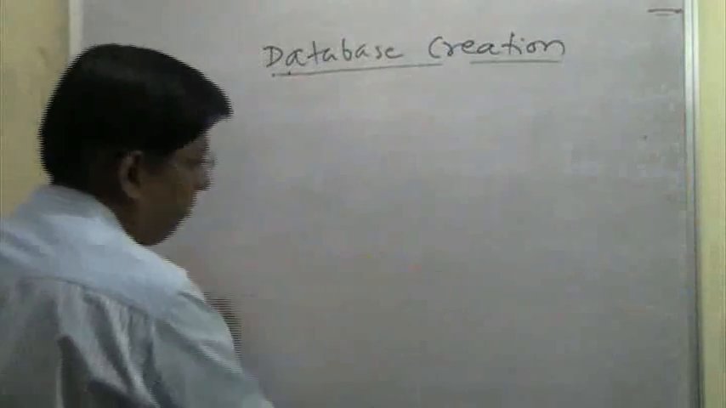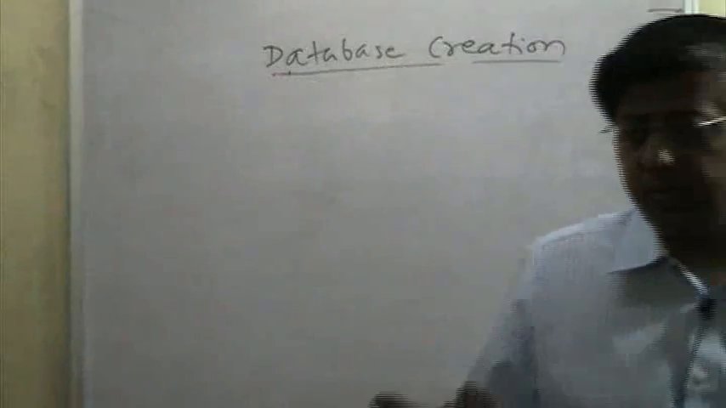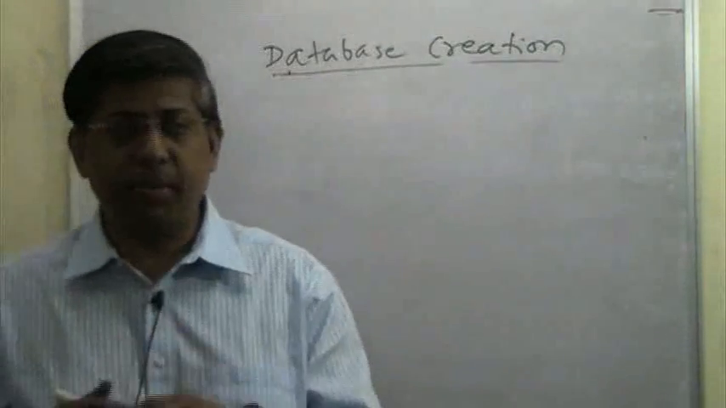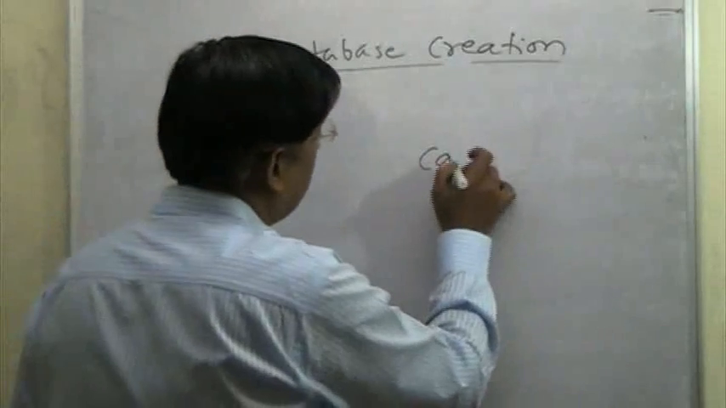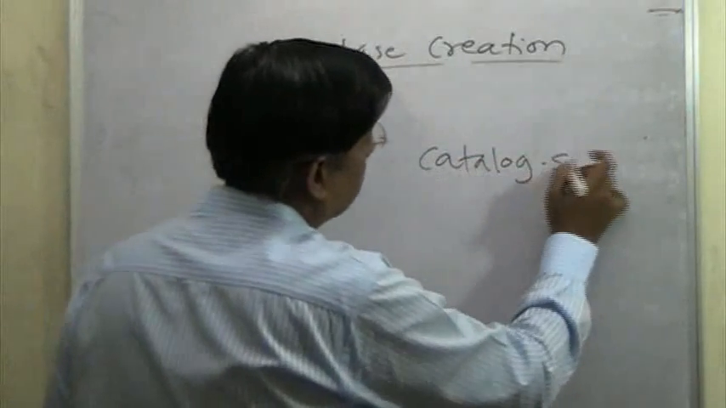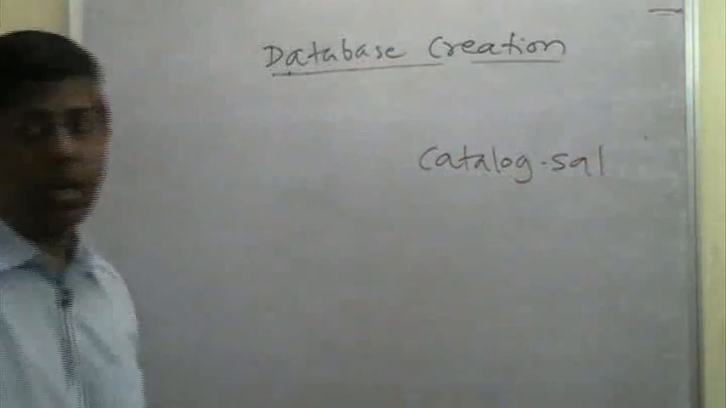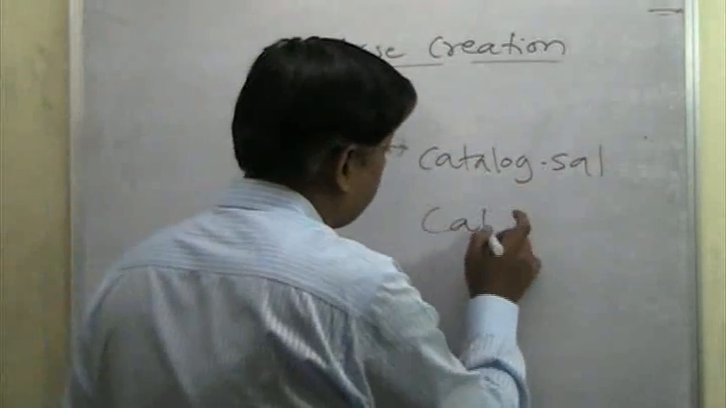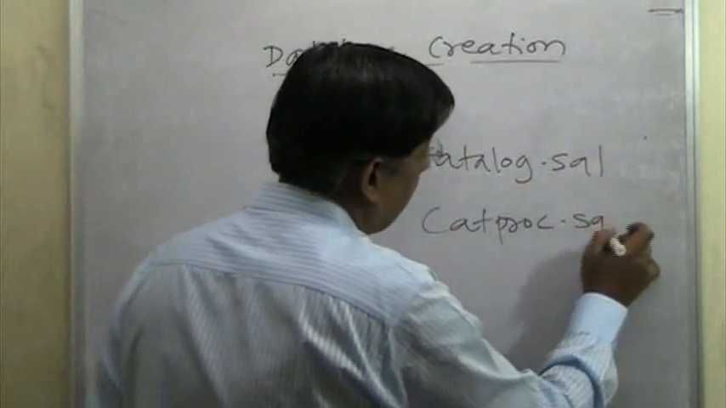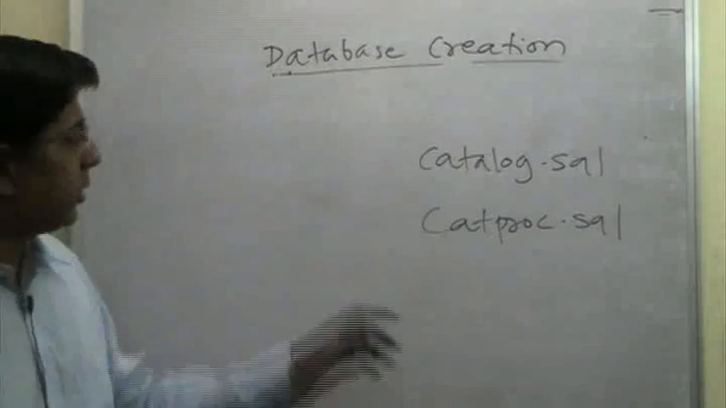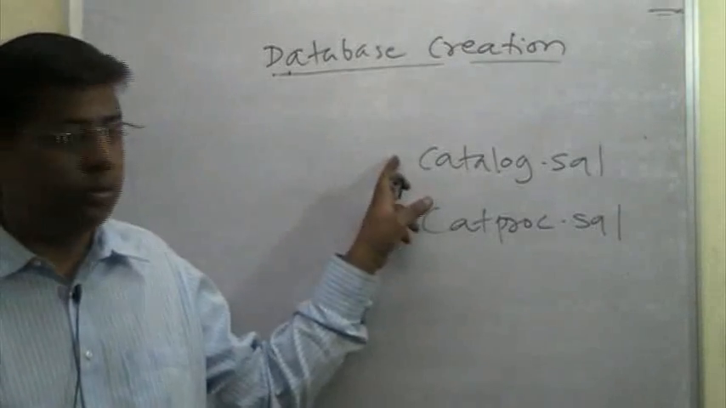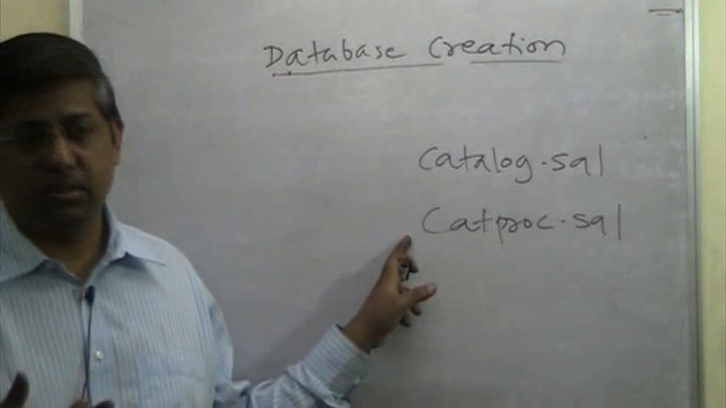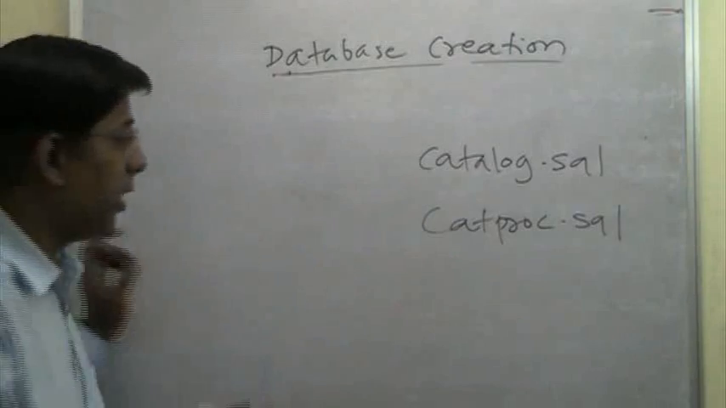we create the data dictionary views, and data dictionary views are basically just views, the create table command and create view command and all that stuff. All those things have been kept into one file called catalog.sql. This is a file that will come with the Oracle software when we install the Oracle software. There is another file called catproc.sql. These two files are very critical. This will create the catalog database, that means the data dictionary views, and this will create the stored procedures and functions which are useful for DBAs. All this is developed by Oracle.